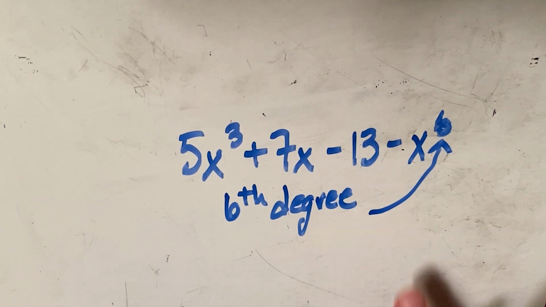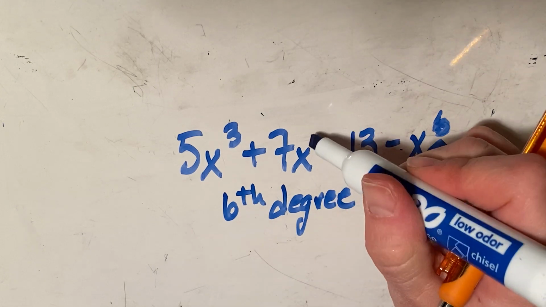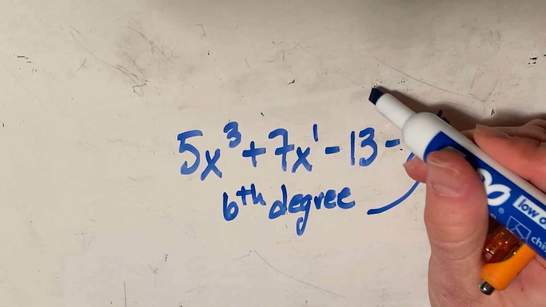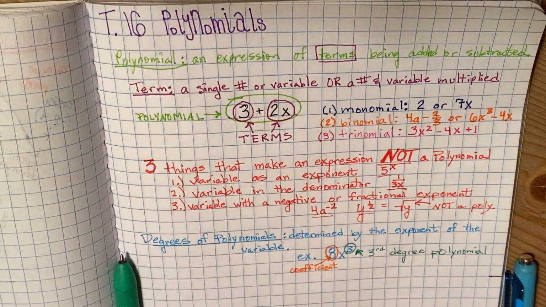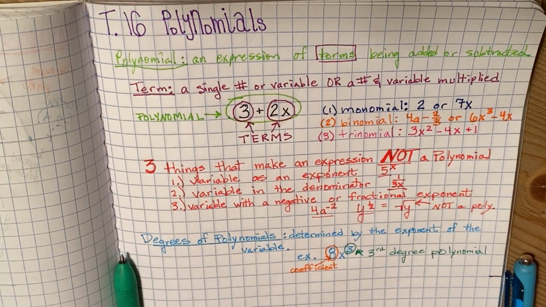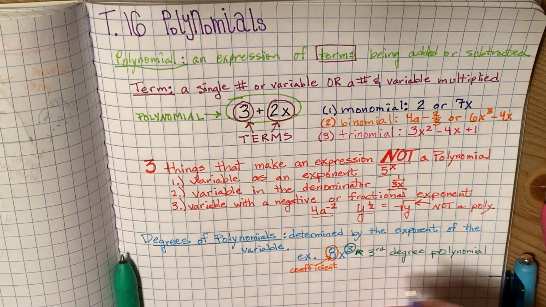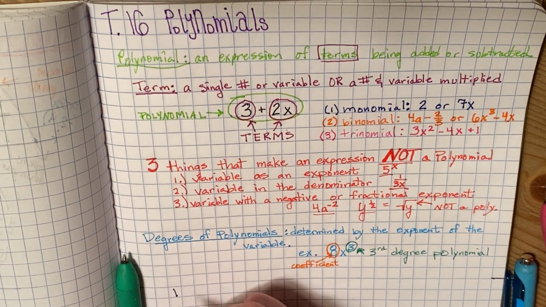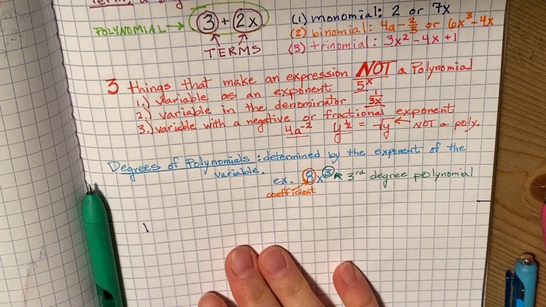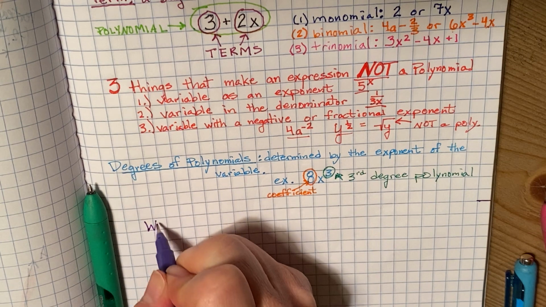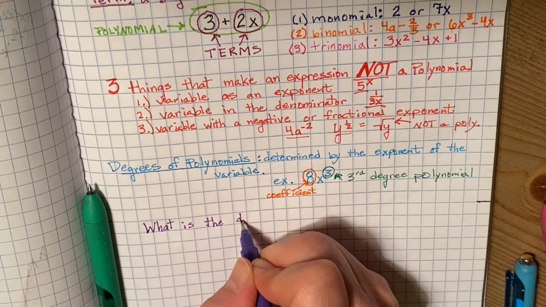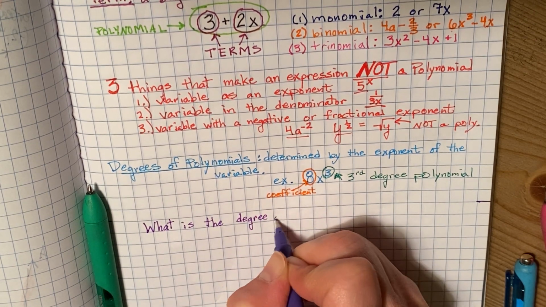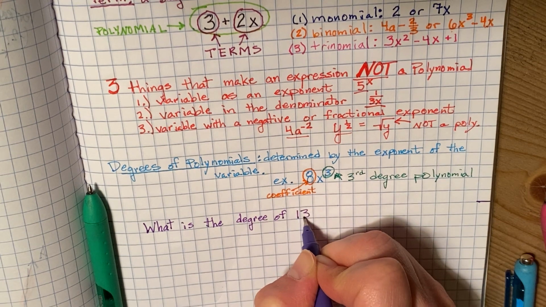All right, so let's talk about this 13. What degree? This is a degree of 1, right? What's this degree? Because we know that the constant can be a term in a polynomial, but what's its degree? All right, so let's talk about that. So here's the question. What is the degree of 13?